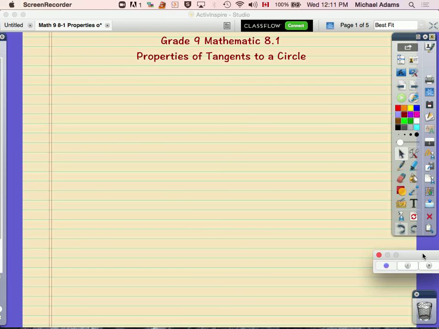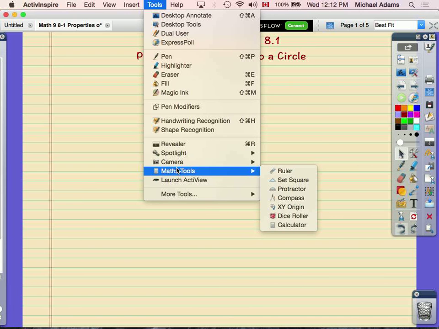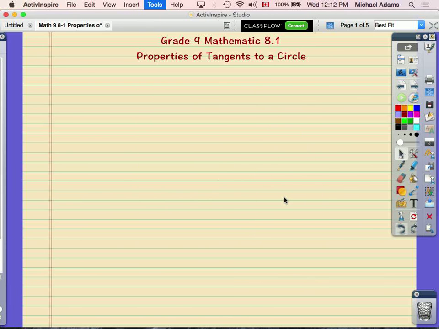Hello, grade 9s. Okay, so today's lesson, we're taking a look at properties of a tangent to a circle. As we're going to do this, first of all, I'm going to get a circle out. I'm going to use a compass here to make a circle. All of you should understand what a circle is.